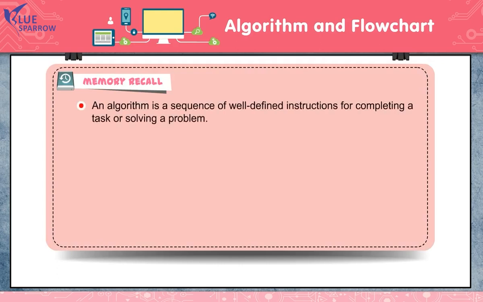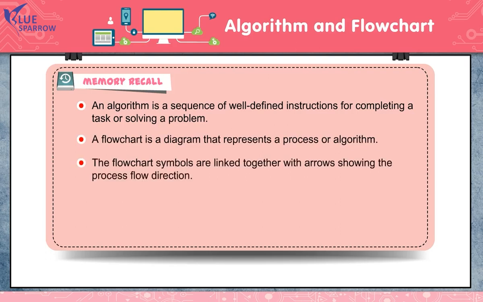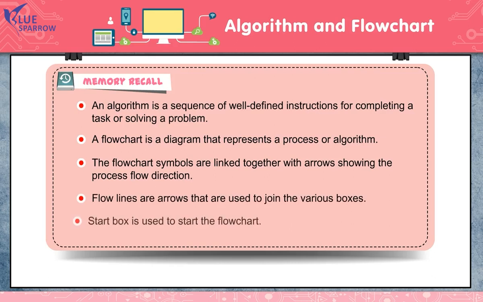Memory recall. An algorithm is a sequence of well-defined instructions for completing a task or solving a problem. A flowchart is a diagram that represents a process or algorithm. The flowchart symbols are linked together with arrows showing the process flow direction. Flow lines are arrows that are used to join the various boxes.